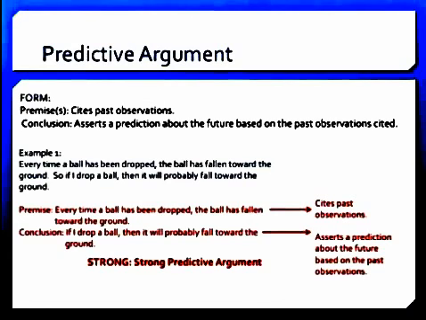Now this argument is actually a very strong argument. The reason for this is because the past instances that have been cited actually support the probability of the conclusion being true. So this is referred to as a strong predictive argument. Weak versions of predictive arguments are not given a different name. They are simply considered weak predictive arguments. So for predictive arguments, you don't have 2 different argument names that refer to the same argument form in which the different names depend on the quality of the reasoning.